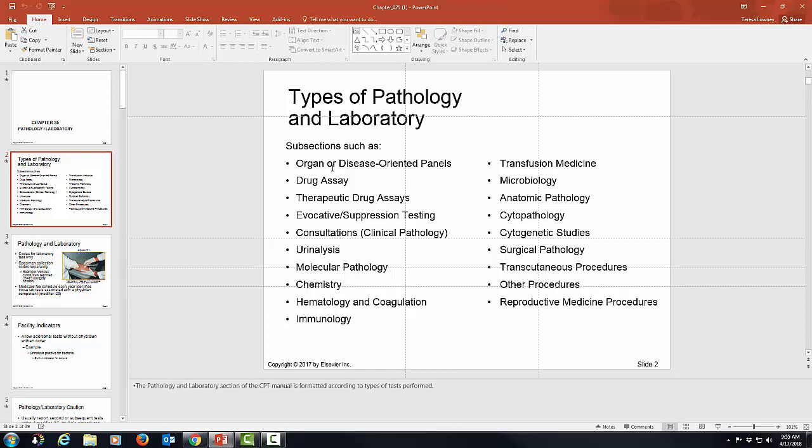So each subsection, for example, organ and disease-oriented panels, so these would be like your diabetes panels, drug assay, therapeutic drug assays, evocative suppressive testing, consultations, urinalysis, molecular pathology, chemistry, hematology and coagulation, immunology, transfusion medicine, microbiology, and anatomic pathology, cytopathology, cytogenetic studies, surgical pathology, transcutaneous procedures, other procedures, and reproductive medicine procedures. Wow, we have a lot to learn.